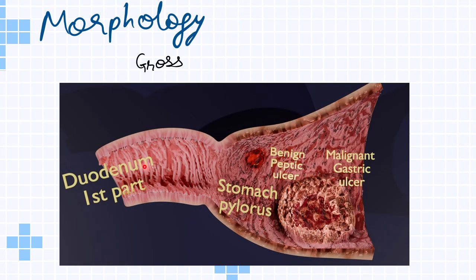Chronic peptic ulcers most commonly occur in the first part of the duodenum near the pyloric region of the stomach. They are usually solitary lesions. Unlike acute ulcers, they are deeper and can extend through the muscular layer. Let's now examine the microscopic appearance.